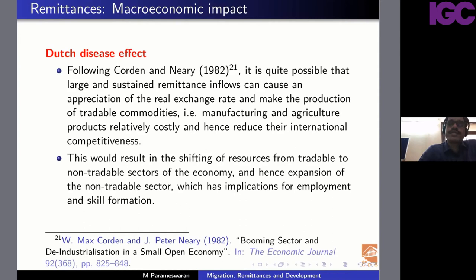Here the logic is that increased remittances and migration contribute to an appreciation of the real exchange rate of that region, that is the ratio of tradable sector price to non-tradable sector price. This adversely affects the competitiveness of manufacturing and agriculture. So the economy will move in such a way that the non-tradable sector will expand and the tradable sector will contract. This results in the shifting of resources from tradable to non-tradable sectors, and hence expansion of the non-tradable sector, which has implications for employment and skill formation. We know that manufacturing provides employment opportunities for a large number of people. For getting a decent job in manufacturing, you don't need big training. In manufacturing, a larger part of the training happens on the shop floor, that is, you learn by doing.